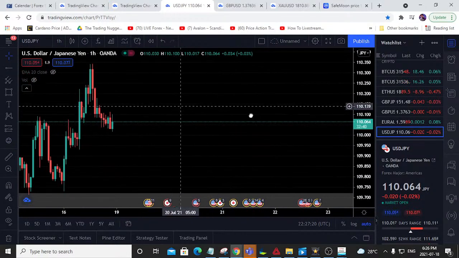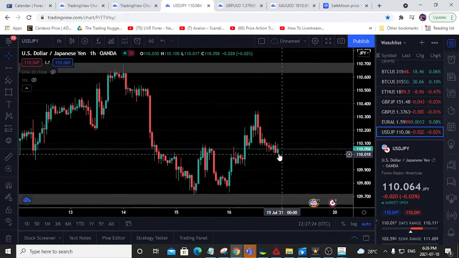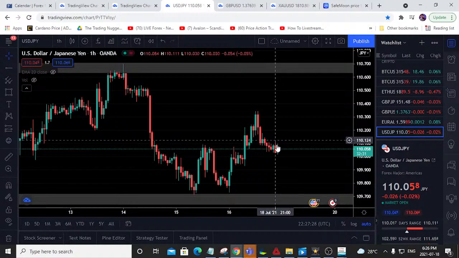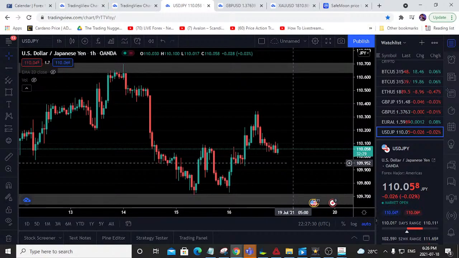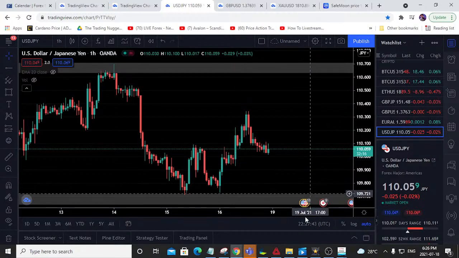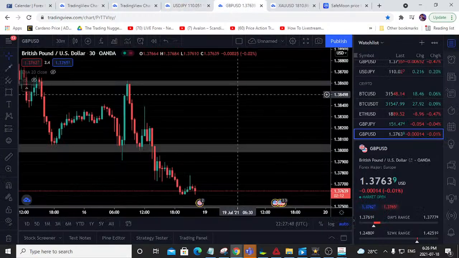So that's just really clean as per levels of support. It does look like it's creating lower lows and lower highs. However, you don't necessarily just want to jump in. Alright, so here's what I will say. That is UJ.